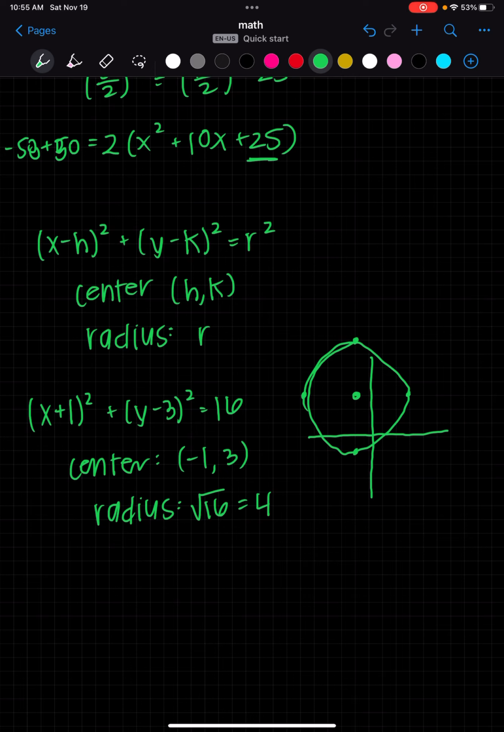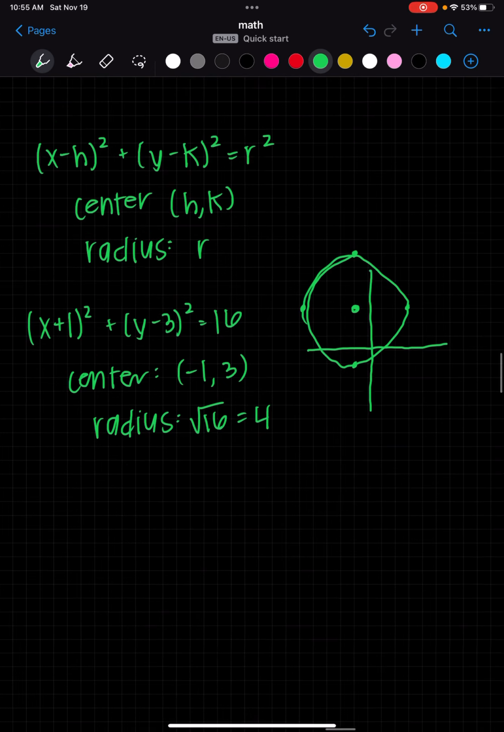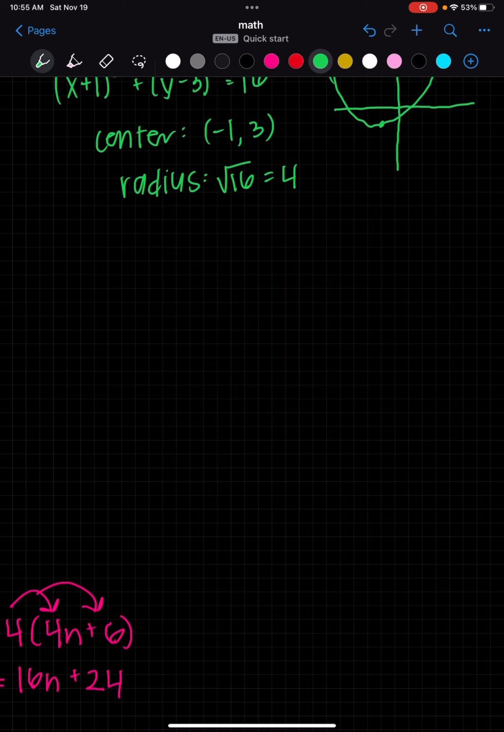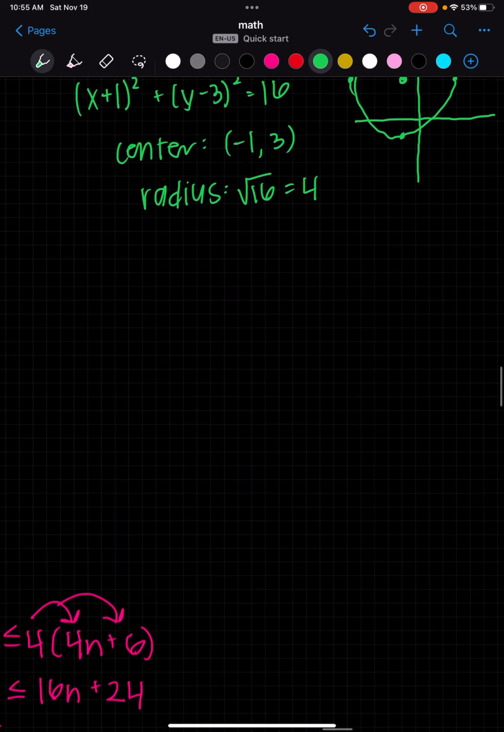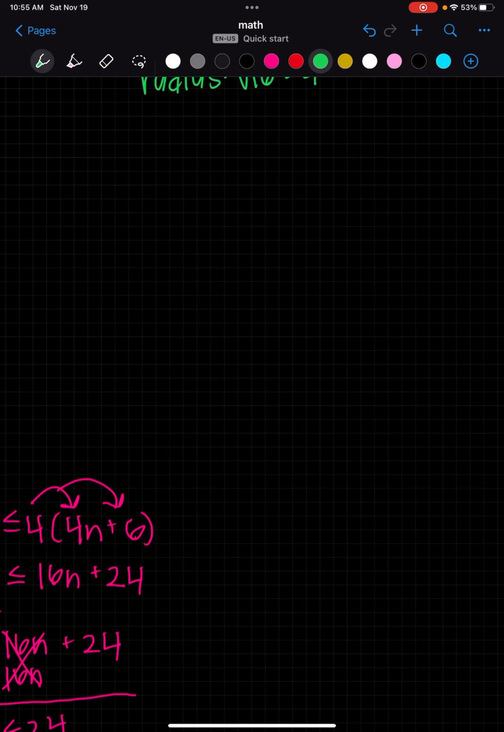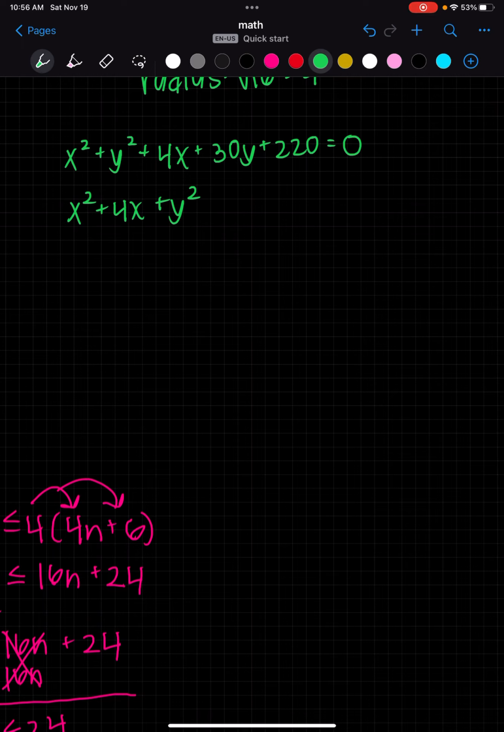Okay, so for the second half, I'm asking you to put them into a standard form. So like this format right here. So let's just go through number 6. I have x squared plus y squared plus 4x plus 30y plus 220 equals 0. The first thing I'm going to do is get the x's together, the y's together, and the thing without the x or the y on the other side. So I'm going to have x squared plus 4x plus y squared plus 30y equals -220.